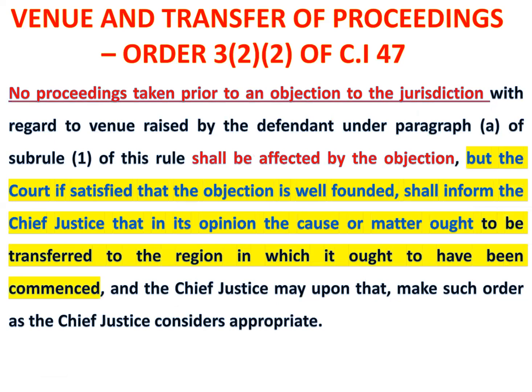And it reads as follows, and I quote: no proceedings taken prior to an objection to the jurisdiction with regard to venue raised by the defendant under paragraph A of Sub Rule 1 of this rule shall be affected by the objection. The court, if satisfied that the objection is well-founded, shall inform the Chief Justice that in its opinion, the cause or matter ought to be transferred to the region in which it ought to have been commenced. And the Chief Justice may upon that make such order as the Chief Justice considers appropriate.